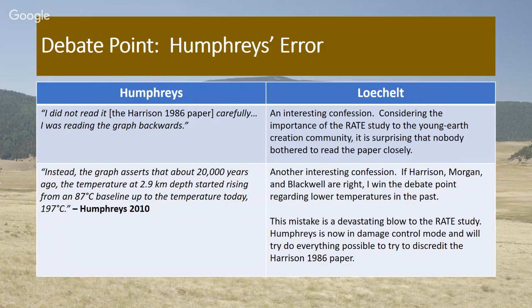So the second point I have to demonstrate is that there were lower temperatures in the past. And Humphreys is basically admitting, yes, if the Harrison, Morgan, and Blackwell paper is correct, temperatures really were lower, and by quite a bit, not too long ago. And really, this is a devastating blow to the RATE study. They don't admit it as such, but if this one paper is correct, it basically invalidates everything they did.